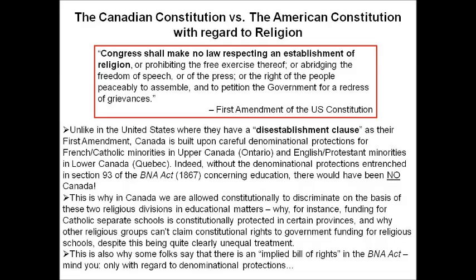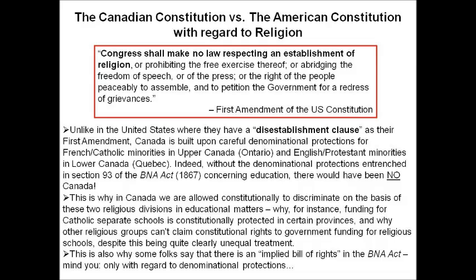Okay, so the Canadian Constitution versus the American Constitution with regard to religion. I wanted to bring this up just because it's an interesting point. We always think about, when people ask why do we have these dissentient schools? Why should there be Catholic schools? That's ridiculous. And you can find all kinds of blogs on the internet, and people wanting to abolish them, and politicians wanting to abolish them, and it goes on and on, right?